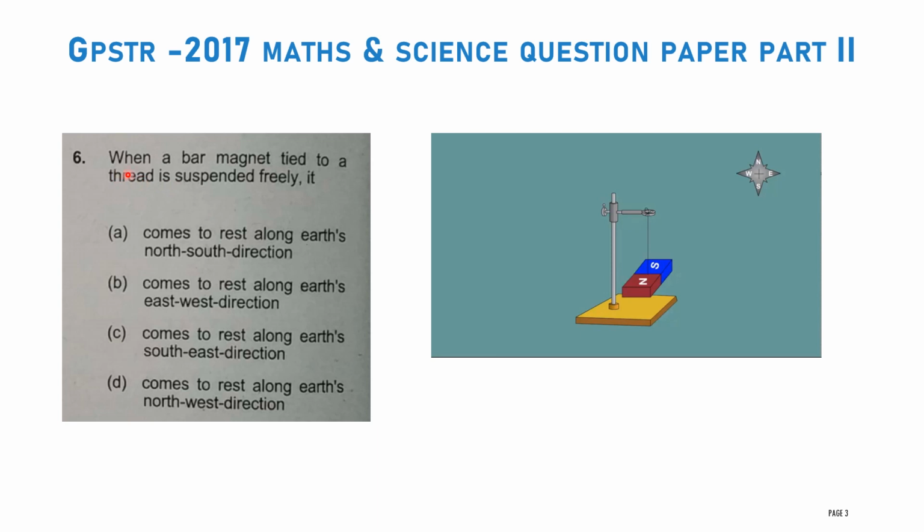Next question. When a bar magnet tied to a thread is suspended freely, it option A comes to rest along earth north-south direction. Option B comes to rest along earth east-west direction. Option C comes to rest along earth southeast direction. Option D comes to rest along earth northwest direction. Direct question. When you freely suspend a bar magnet in the air, then normally it will come to rest along earth north-south direction. Therefore, the correct answer is north-south direction.